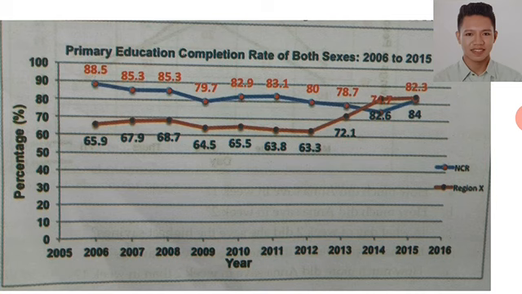The first thing that you're going to do is plot the points. After you plot all the points or the scores, you connect the line. The same with the second line. This one is the NCR, and this red line is for Region 10. And don't forget to label blue for the NCR and red for Region 10.